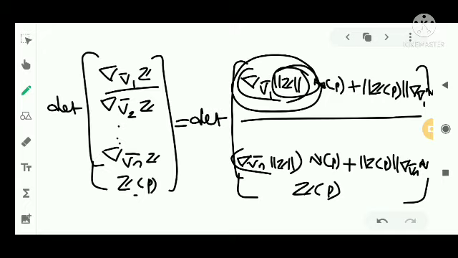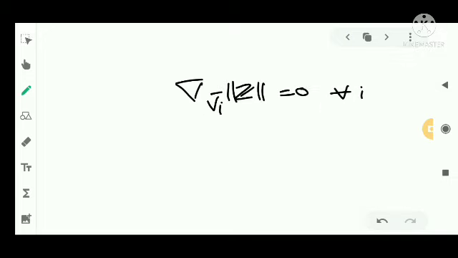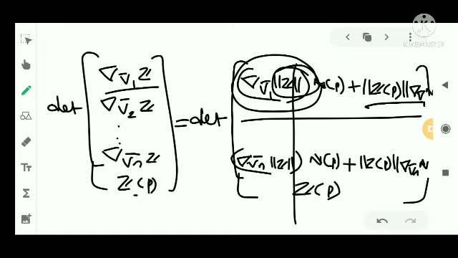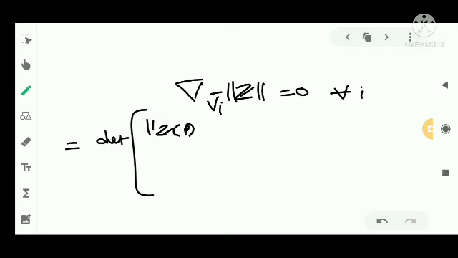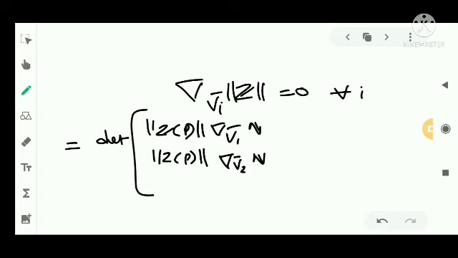So in this determinant the first term becomes 0, and the remaining term is there. So we get that is equal to determinant of del v, okay, norm z of p, the second term is there, norm z of p into del v1 n, norm z of p into del v2 n, etc. norm z of p into del vn n and z of p.